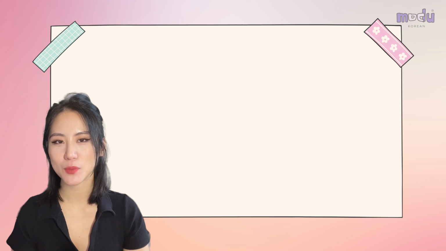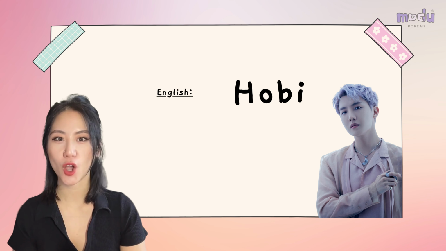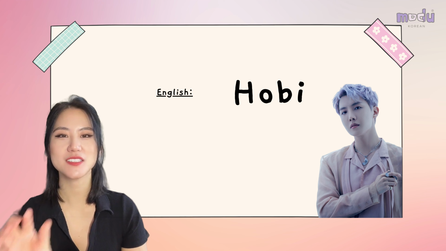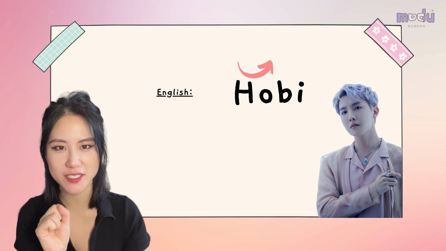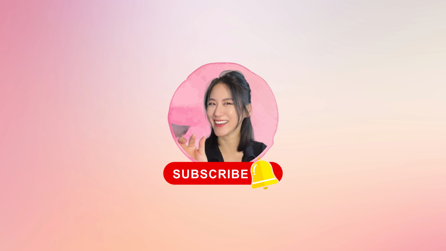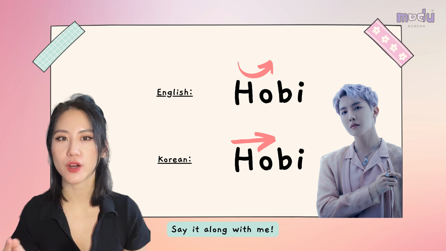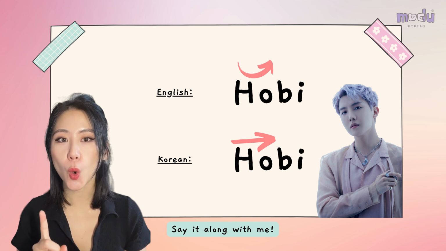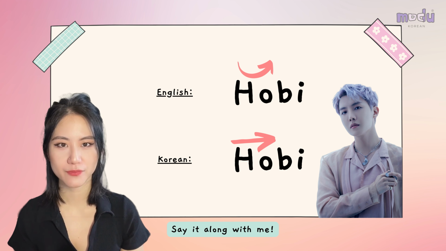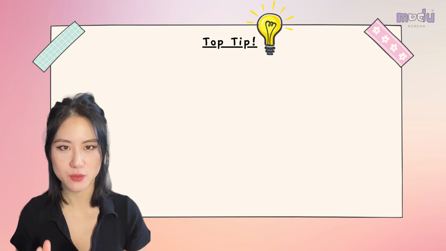Now another example is Hobie. So notice this little swing that we have in the first syllable. Ho. So instead of going Ho with a swing, we're going Ho, flat. So how do we make this swing not happen?